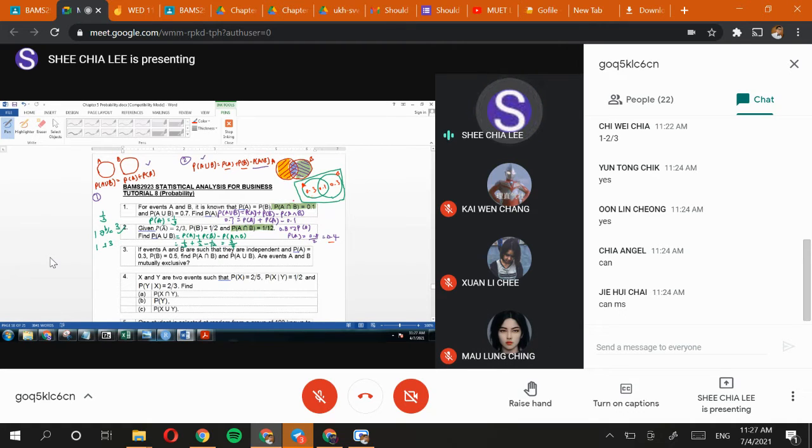1 minus probability A union B. A union B is 0.7, which means you take 1 minus 0.3 minus 0.1 minus 0.3. Then you get 0.3 outside. Okay, clear or not? Total must equal 1 also. So if you know this one is 0.7, meaning this is 0.7, then 1 minus 0.7, I get 0.3.